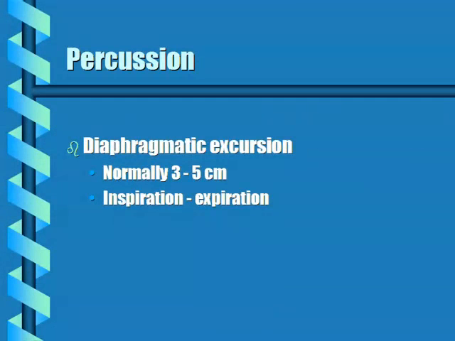You then want to percuss. Again, you're looking for diaphragmatic excursion, so you find the diaphragm and you mark it. Then you have them take a deep breath in, and you should see that diaphragm drop 3 to 5 centimeters, and then come back up when they breathe. So you check for it on inspiration and expiration, and again, it's a way to assess for equal movement.